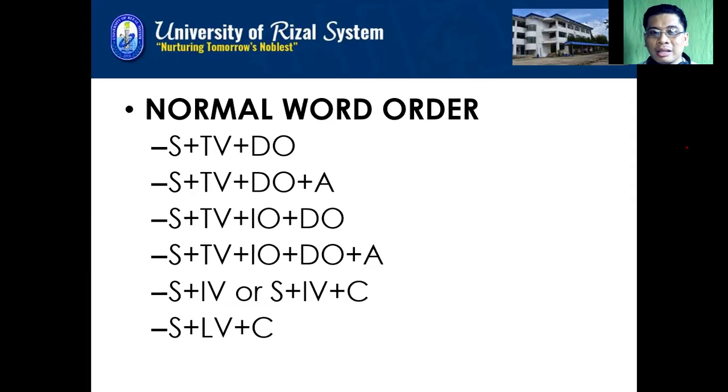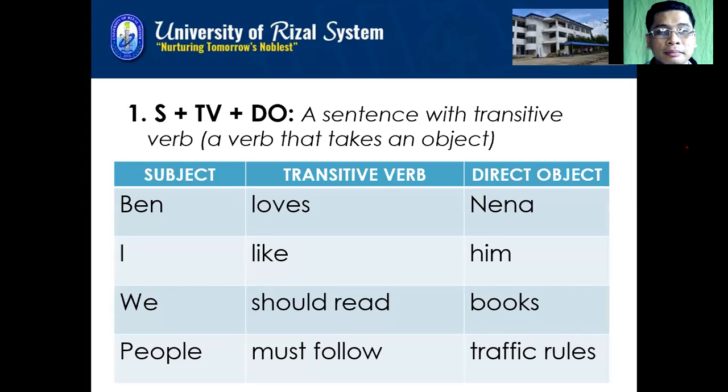S-TV-DO. Again, when we talk of S, we're referring to subject. When we talk of TV, that is transitive verb. And DO, direct object. IO, indirect object. A is adjective and C is complement. LV is a linking verb. So all these things, for sure you are all aware of, because we mentioned them last meeting.